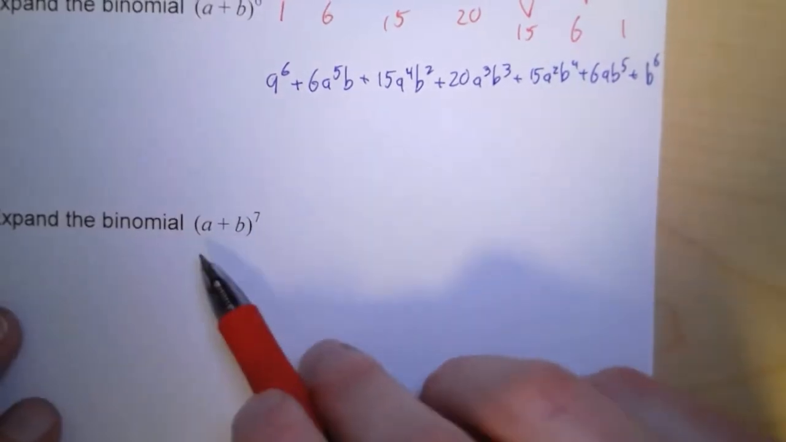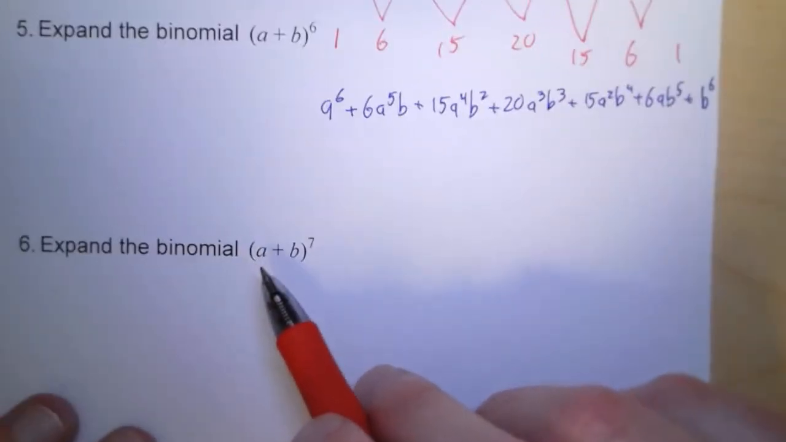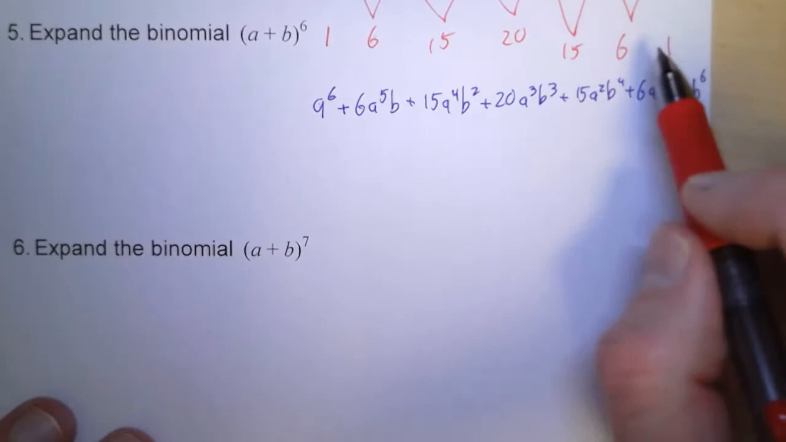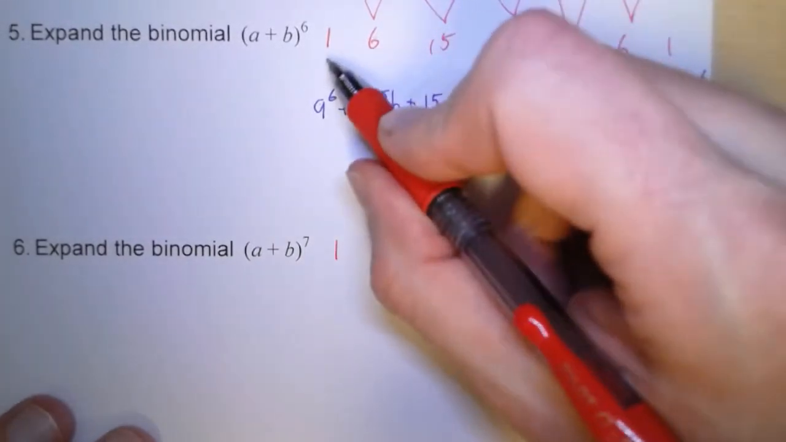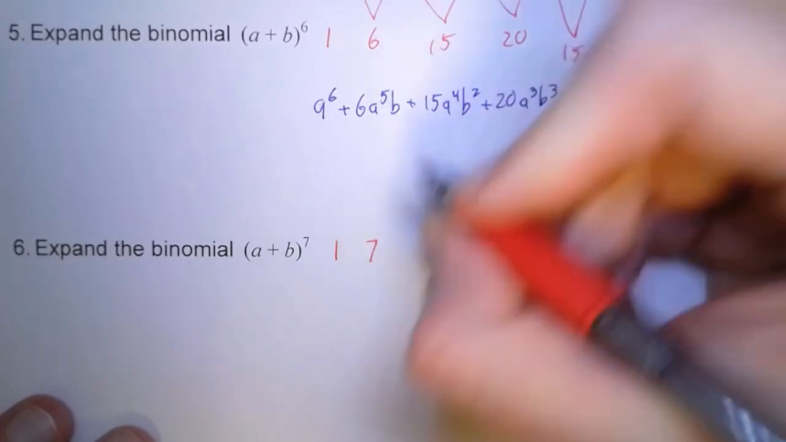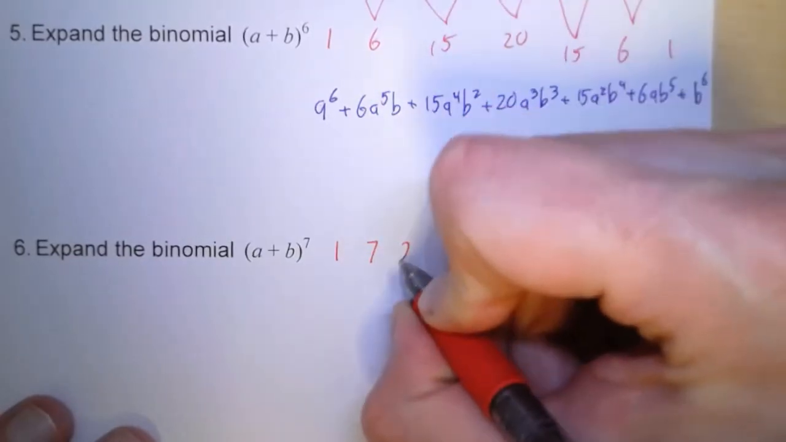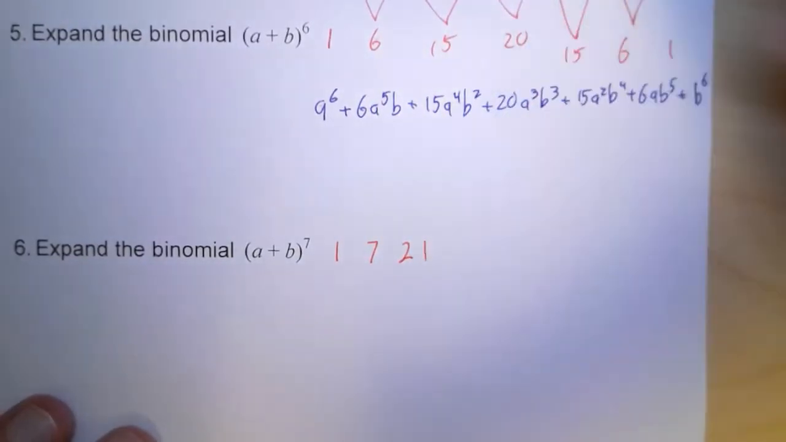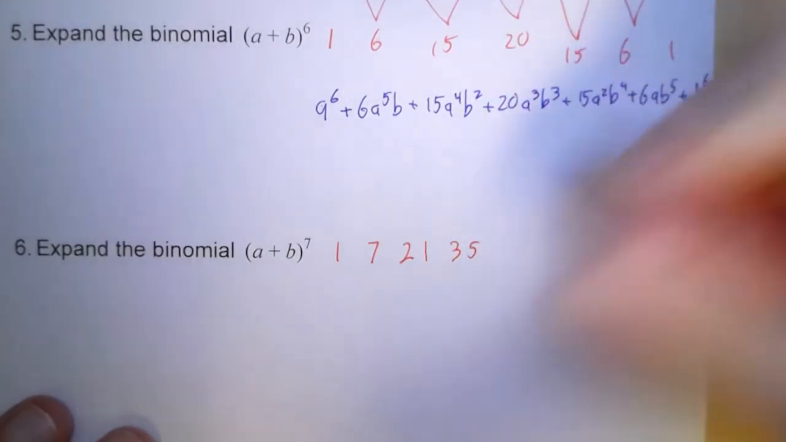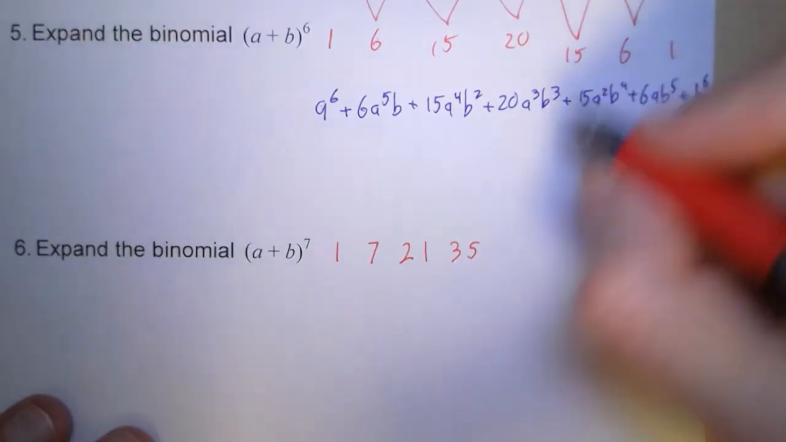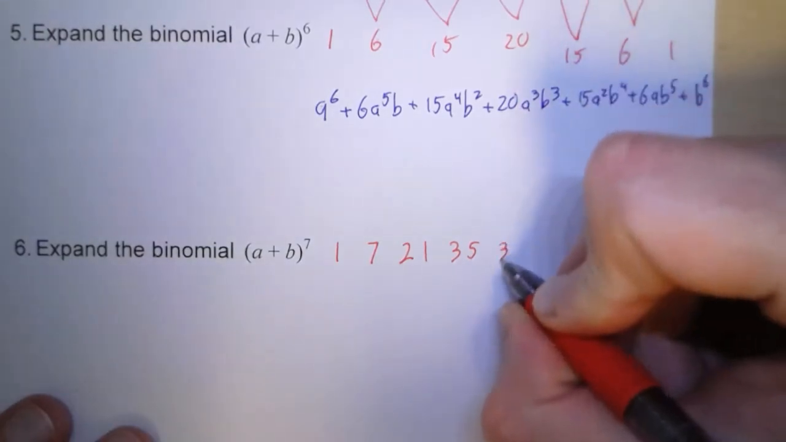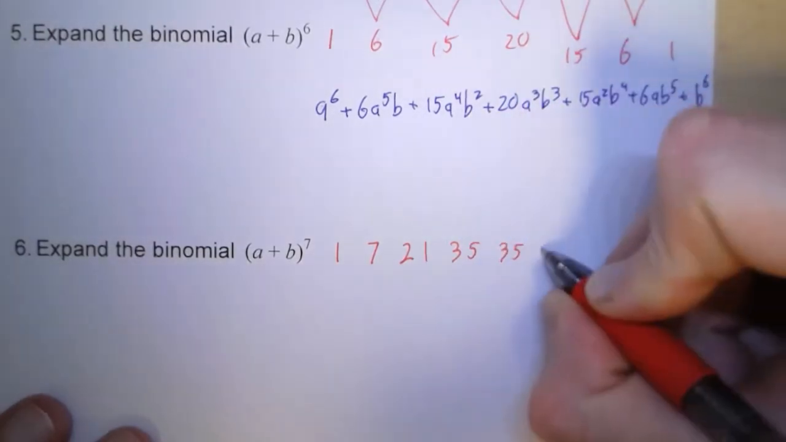So here we have a plus b to the 7th power. So we're going to take this above row and say, what are the coefficients here? They'll start with 1. So 1 plus 6 is 7. 6 plus 15 is 21. 15 plus 20 is 35. And as you notice, you go up and then we go back down. 20 plus 15 is 35. So now it's mirroring itself.